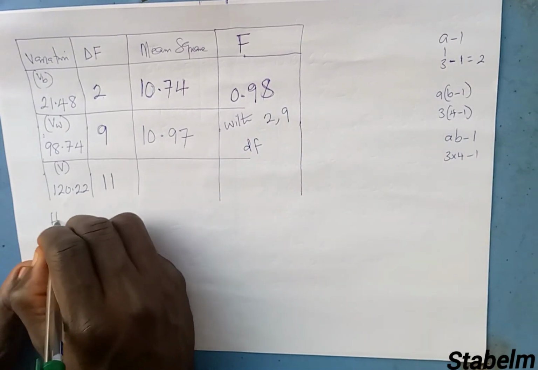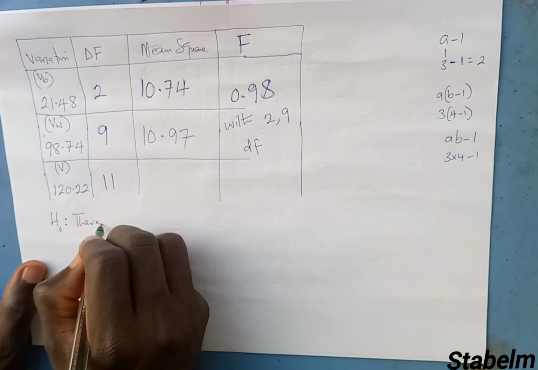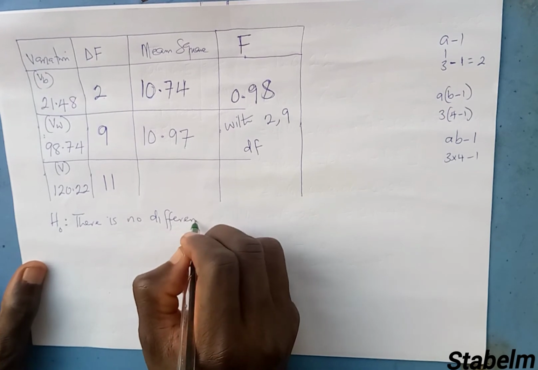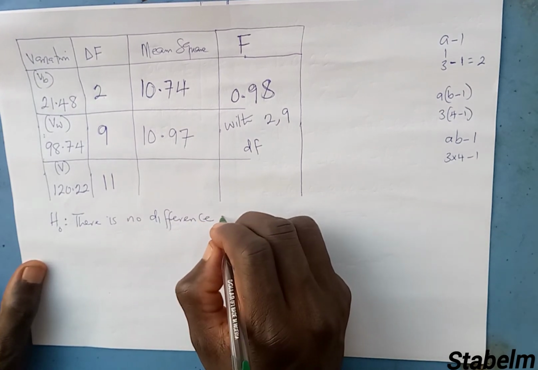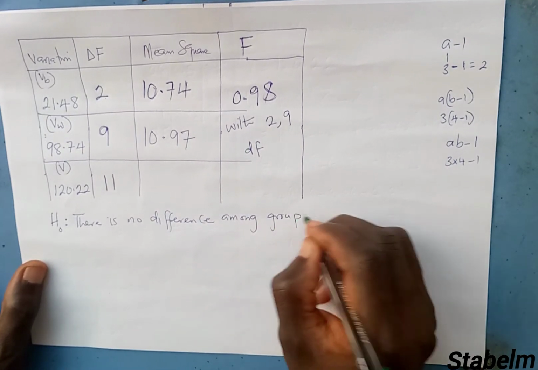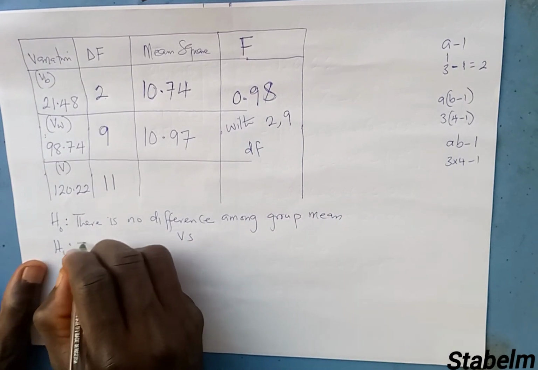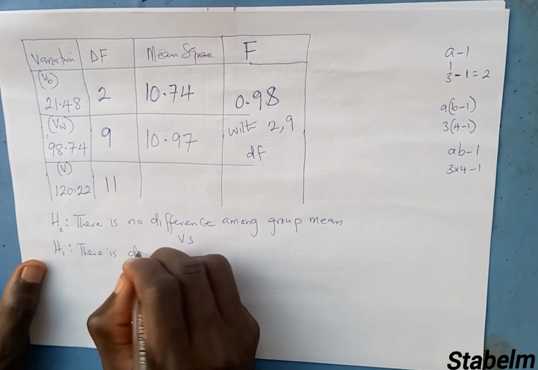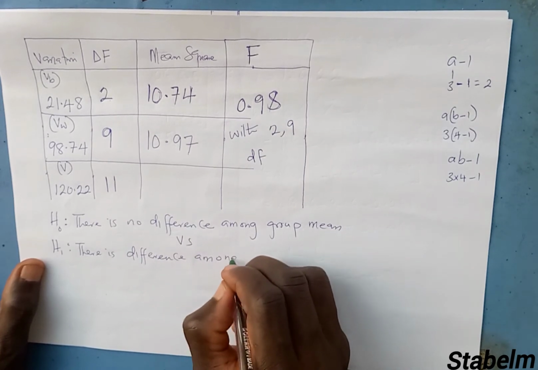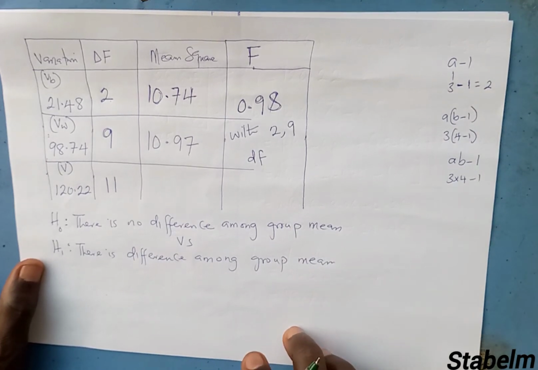And what is our hypothesis stating? The null hypothesis states that there is no difference among group means, versus the alternative hypothesis H1, which says there is a significant difference among group means.